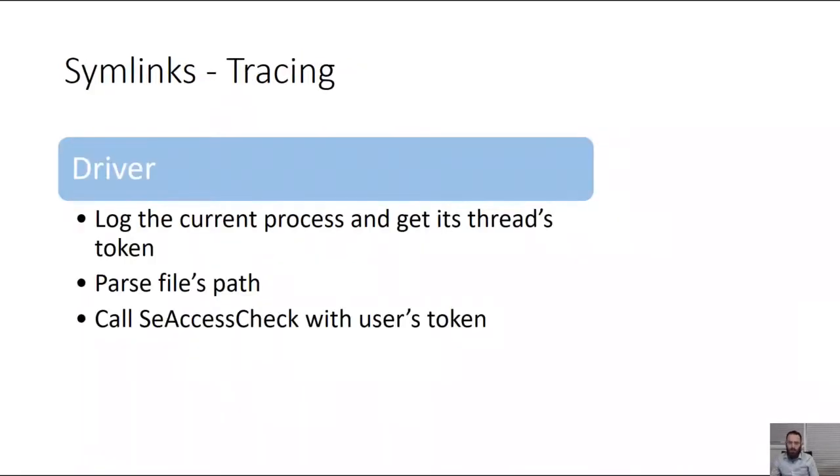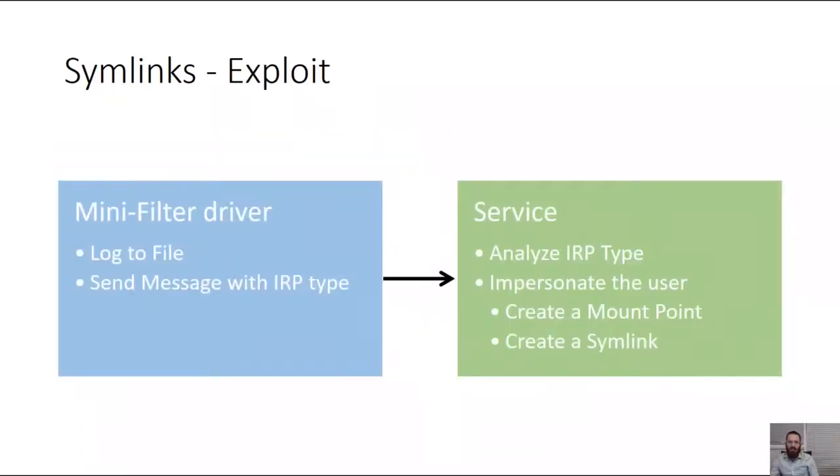So what we do in the driver is log the name, the path, and the command line of the current process, followed by parsing the destination path, which is the path the privileged code is trying to access. This is done by extracting it from the IRP packet. We continue by calling SeAccessCheck on the file with the token of the local guest user. By doing so, we can know if a limited user has access to the file at the end of the path. If we have access to the path, we continue to the exploitation phase.